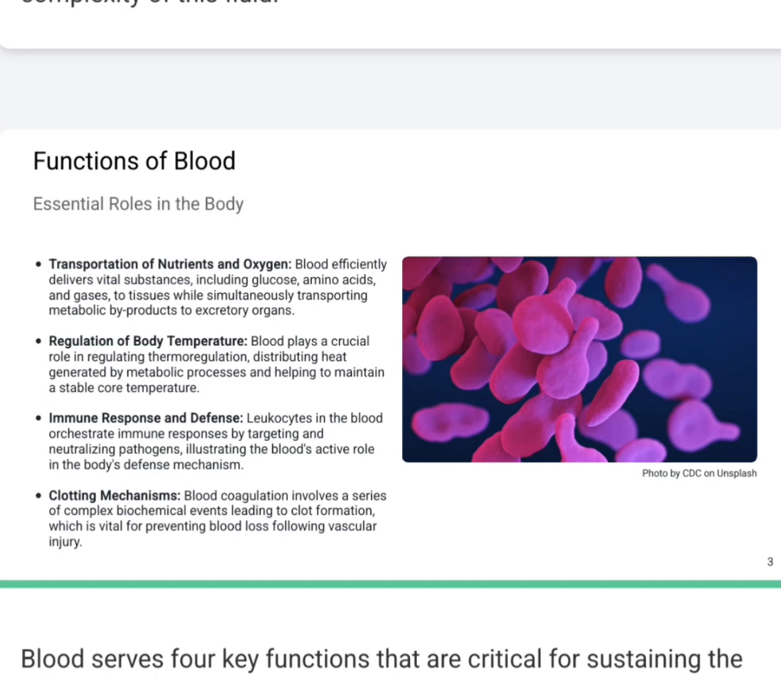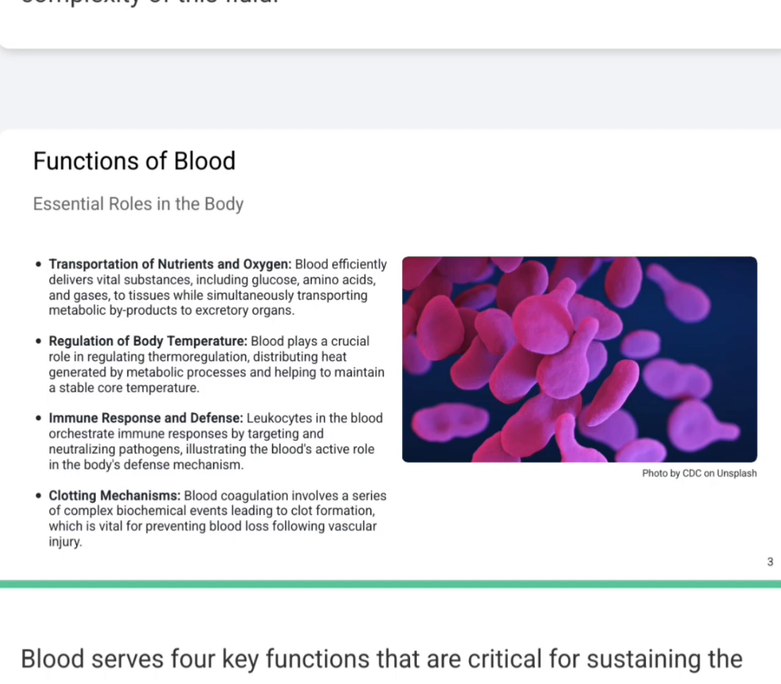Moving on to functions of blood. These have an essential role in the body. Transportation of nutrients and oxygen: blood efficiently delivers vital substances including glucose, amino acids and gases to tissues while simultaneously transporting metabolic byproducts to excretory organs. Regulation of body temperature.